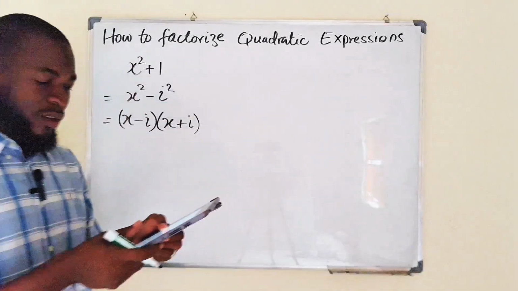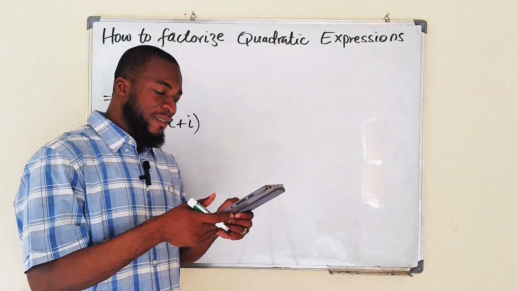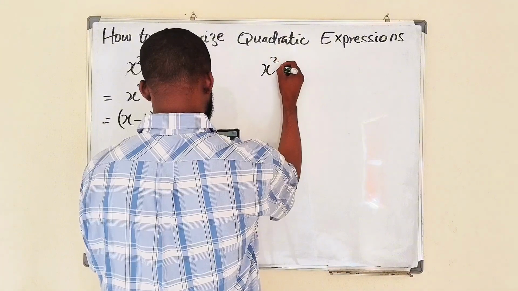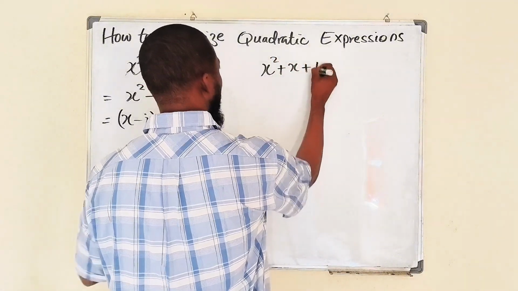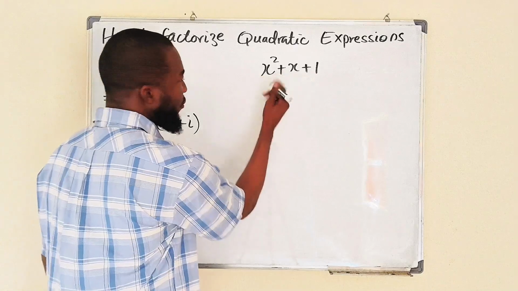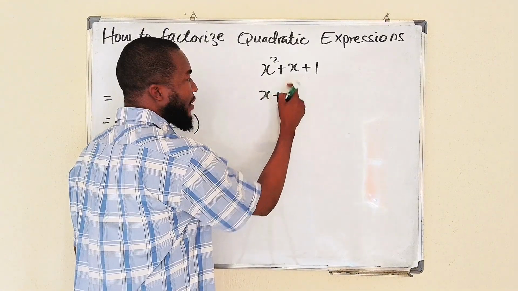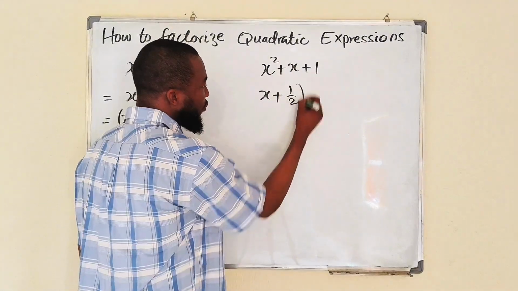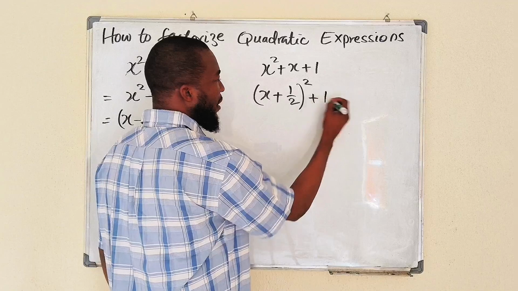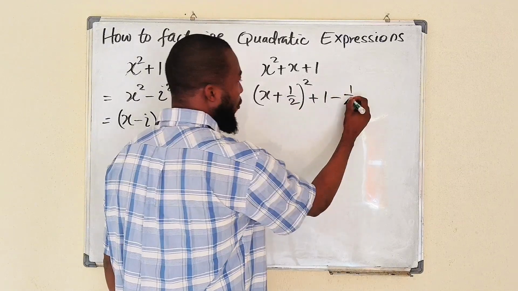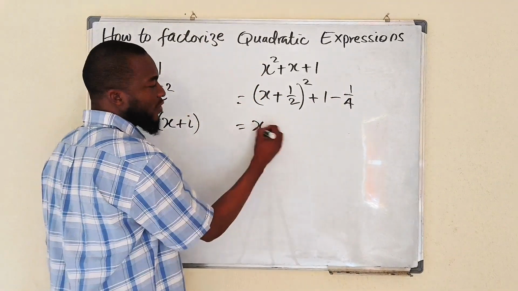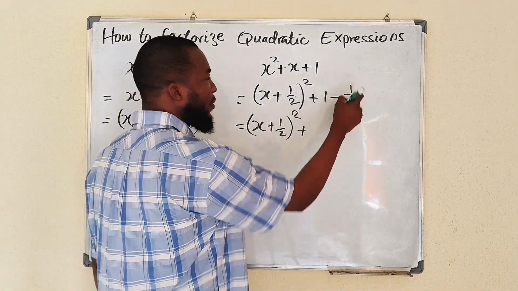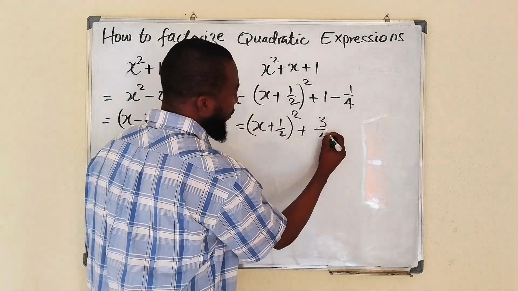The next one is x squared plus x plus 1 from Yazid Majid. He said that x squared plus x plus 1 cannot be factorized. So let me start with the first 2. We take x, we add half of the coefficient of x, 1 divided by 2 is 1 divided by 2. Square that plus 1, then minus square of this is 1 divided by 4, right? This is equal to x plus 1 divided by 2 whole squared plus 4 times 1 is 4 minus 1 is 3 divided by 4.